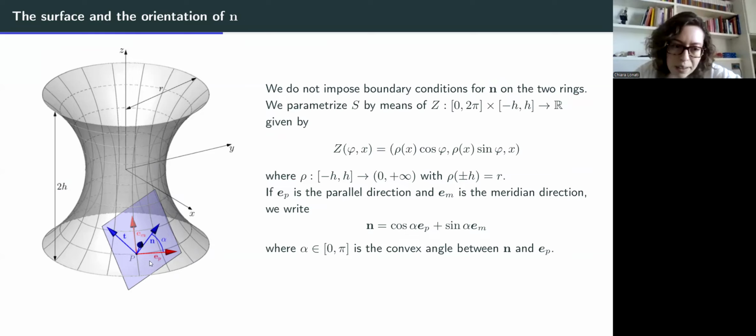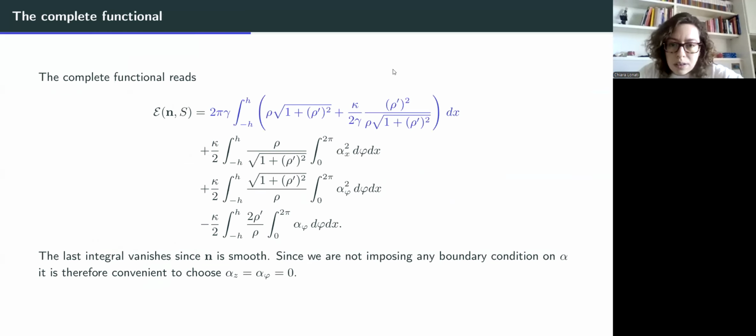So e_P is the direction of the parallel, e_M is the direction of the meridian, and alpha is the convex angle between the parallel and n. Why is alpha convex? Alpha is in (0, π) because we know that there is a head-tail symmetry, and so n is equivalent to minus n, and we can choose alpha to be just in (0, π). So with all this substitution into the functional, we obtain this long formula. So this is a complete functional that is quite different from the one that I was showing before.